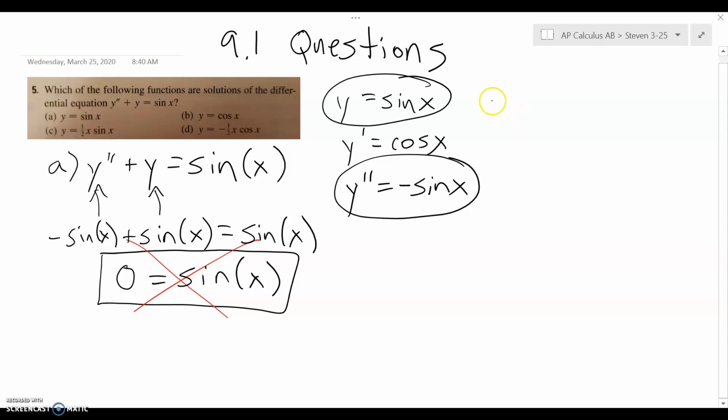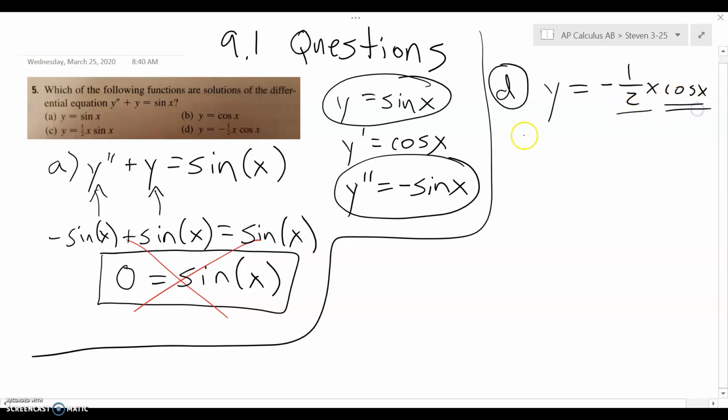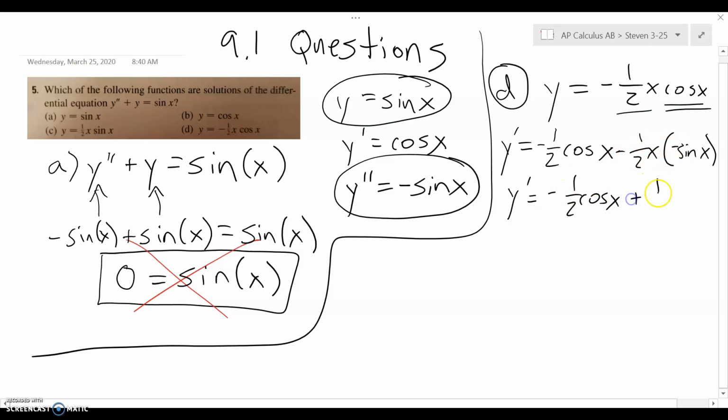If we look at part D, we've got y equals negative half x cosine of x. This derivative is going to get a little more intensive than the previous one because it's got two pieces, so we're going to need the product rule. So we've got y prime: the derivative of the first, that's a negative half, times the second, cosine of x, plus the first, which is negative 1/2 x, times the derivative of cosine, which is negative sine of x. I'll clean that up a little bit. I've got negative half cosine of x. Negative times a negative is a positive, so I've got plus half x sine of x.